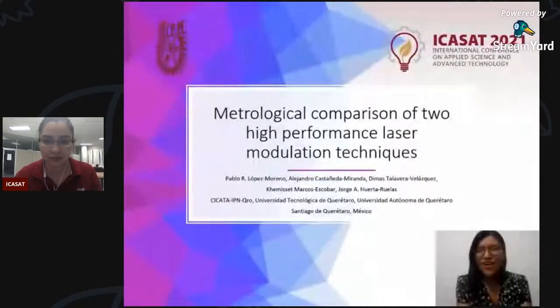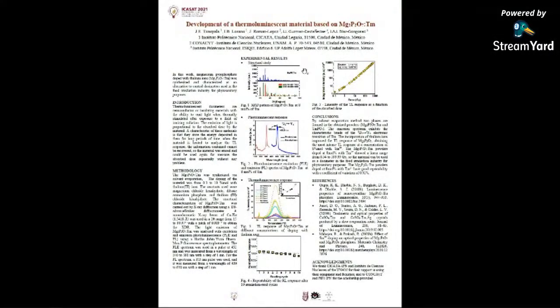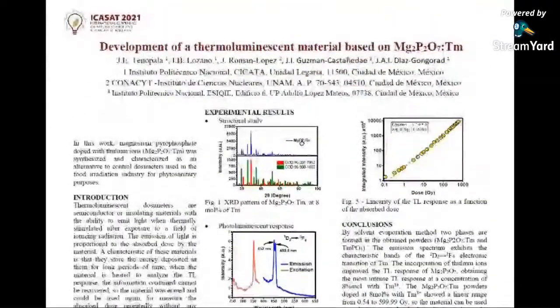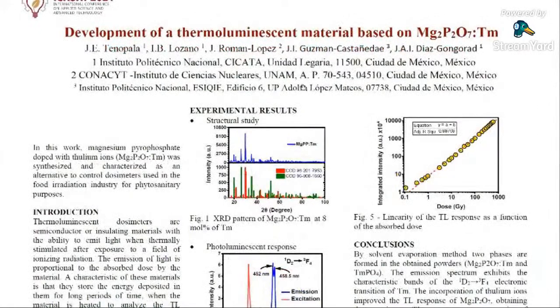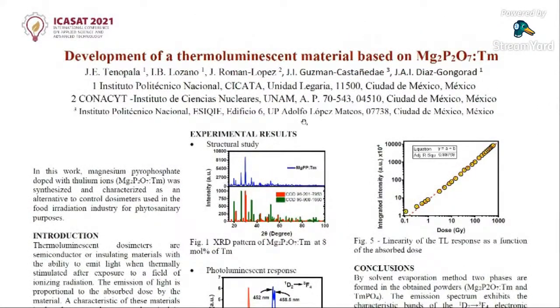Okay, we're streaming this poster again because we had technical issues. The poster is from Jorge Eduardo of CICATA Legaria IPN. The subject is the development of a thermoluminescent material based on magnesium pyrophosphate. On behalf of the author: Hi, my name is Jorge Tenopala, and this is my poster, entitled Development of a Thermoluminescent Material Based on Magnesium Pyrophosphate Doped with Thulium Ions.